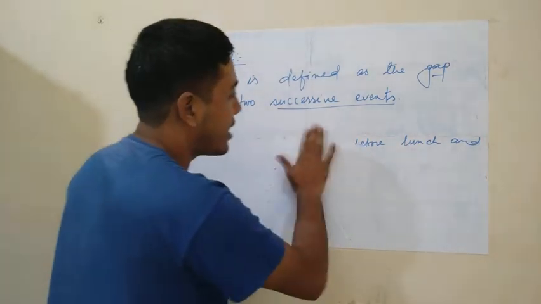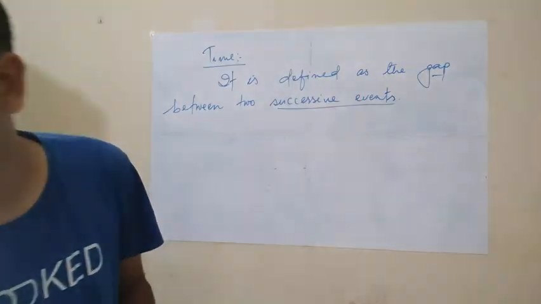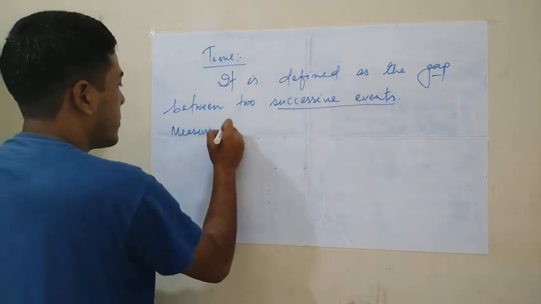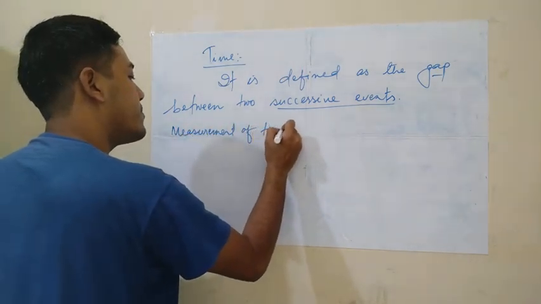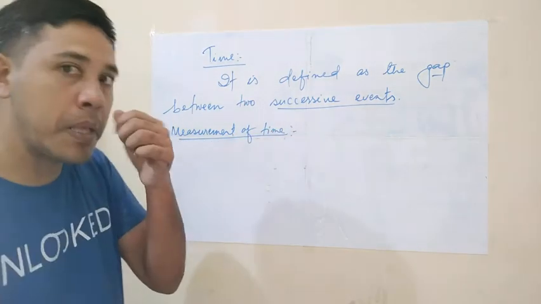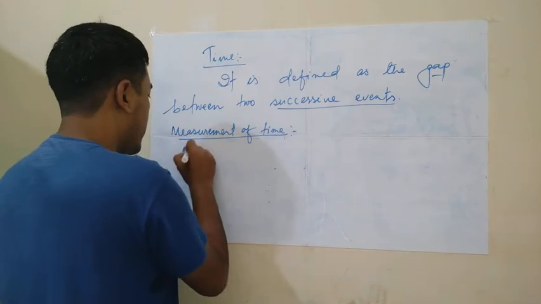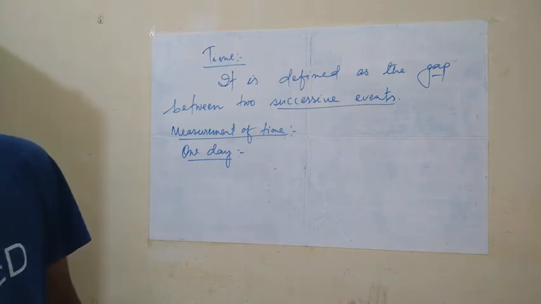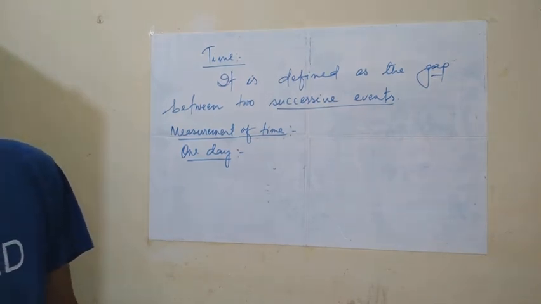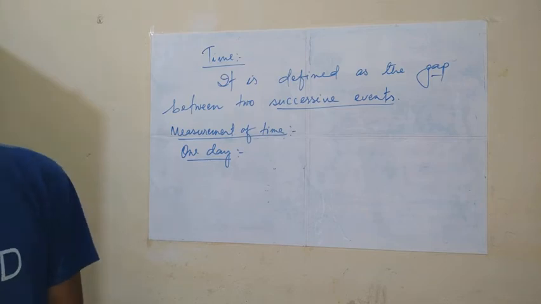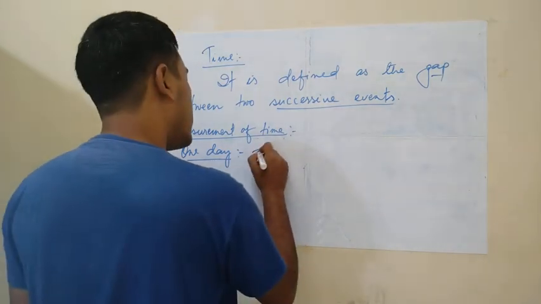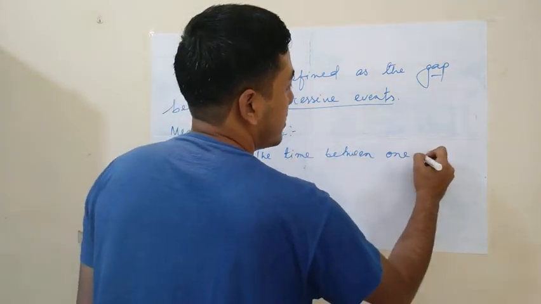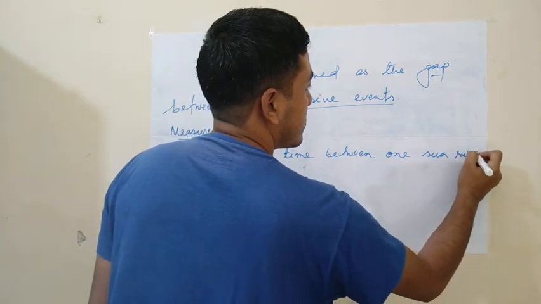Now I will explain what measurements they used for time. Measurement of time. Now, one day. How can you measure one day? The measurement of one day is the time between one sunrise, meaning today's sunrise.